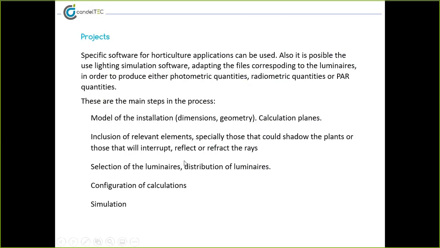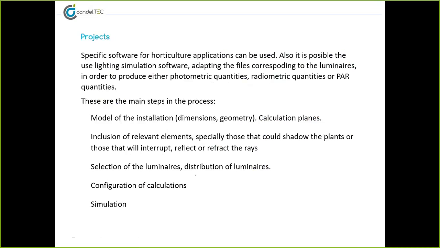So we have to move to the final part of the presentation, lighting projects, or better say, radiation projects. We can use software for horticulture applications or use lighting simulation software, adapting the files corresponding to the luminaires to produce either photometric quantities, radiometric quantities, or PAR quantities, as we wish. These are the main steps in the process.